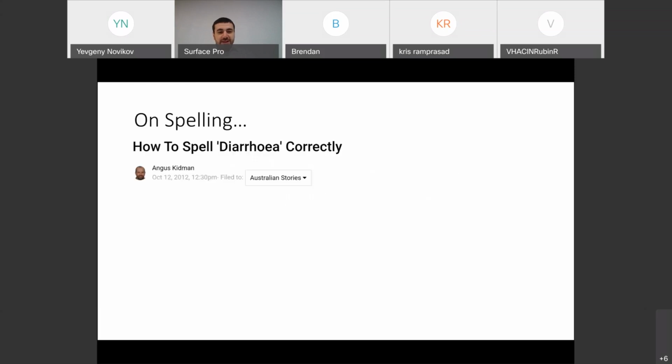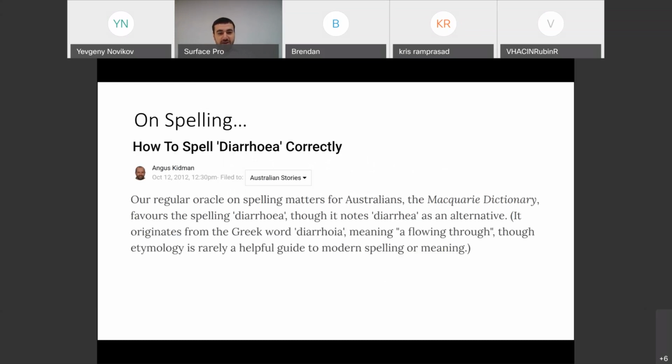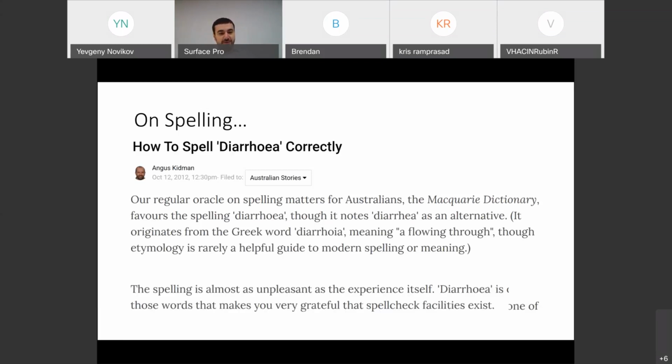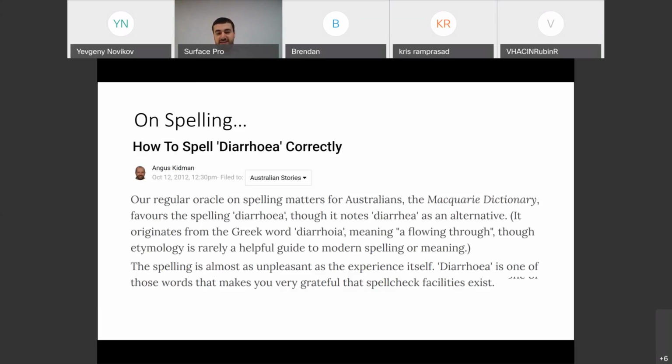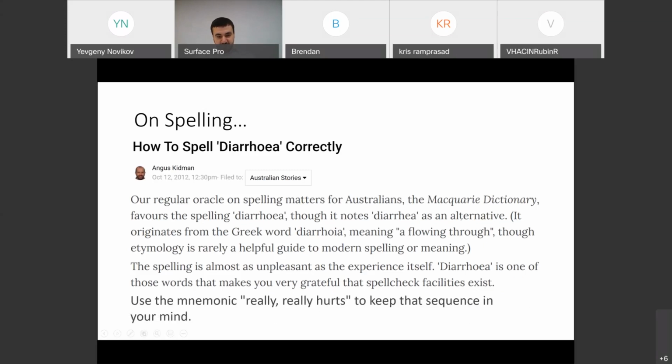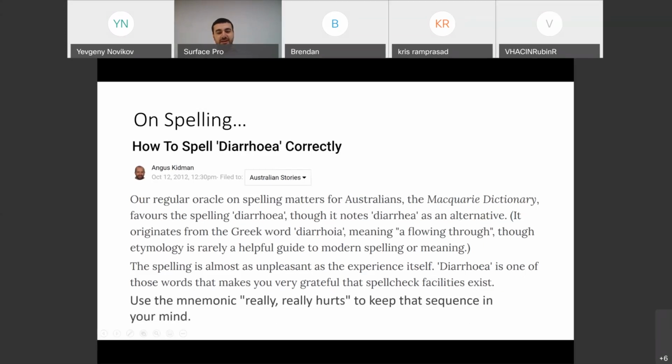So first on spelling, this is from Lifehacker. So I guess in Australia they spell it with an O, so don't be confused. But diarrhea, for those who are interested, comes from the Greek word diarrhea, which means a flowing through. So that's where it comes from. The spelling is almost as unpleasant as the experience itself. It's one of those words that makes you grateful that spell check exists. And for those of you who like mnemonics, you can use a mnemonic that it really, really hurts to keep the RRH sequence in mind.